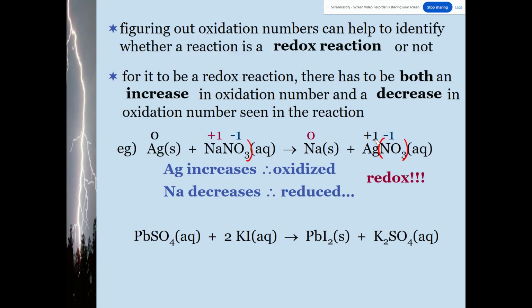Now, if there is no change in oxidation number, like the following example, we have SO4 again on both sides. I don't need to look at each atom. I can just keep it as an entire polyatomic ion with an ion charge of 2+. My lead starts as 2+ and continues as 2+ because it's in an ionic compound. My potassium starts at 1+ and stays at 1+. So nothing is changing in oxidation number here.